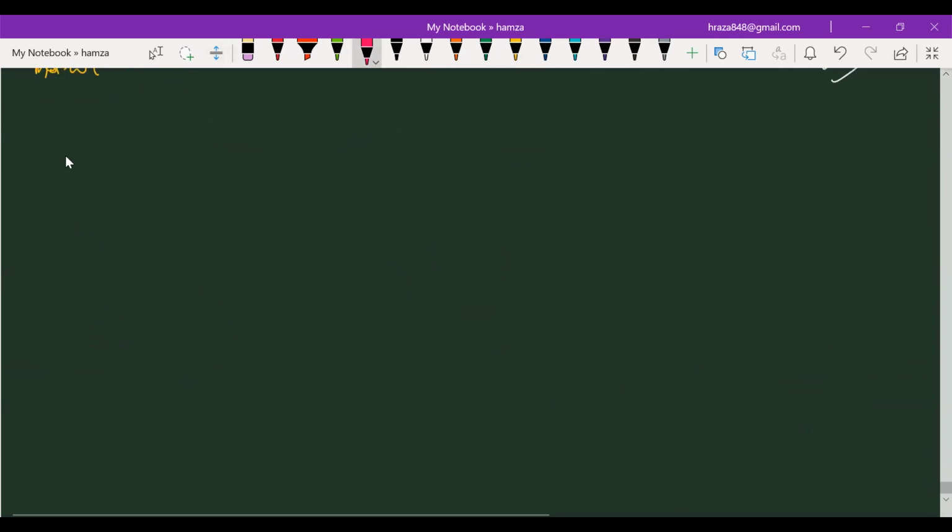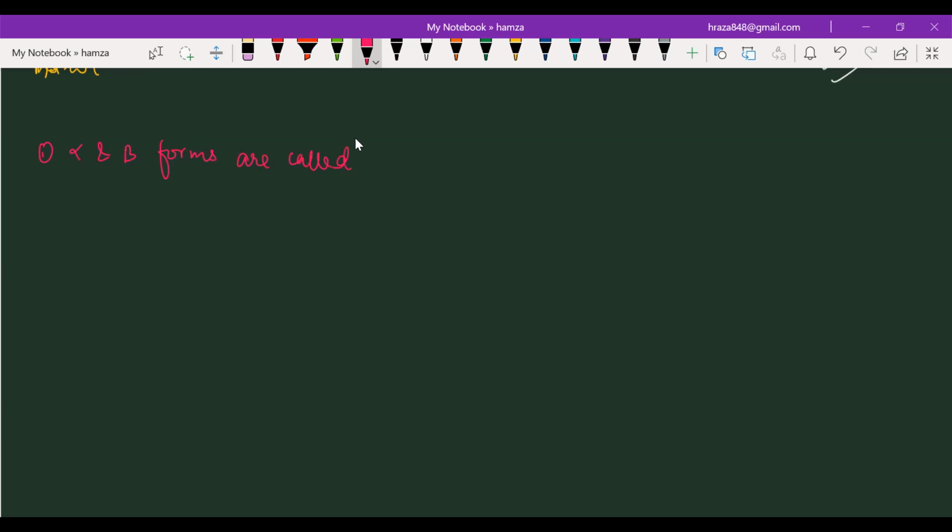Okay. Now see, alpha and beta forms are called anomers. Same points. Also, it is called C2 anomer because the switching position is the second carbon.